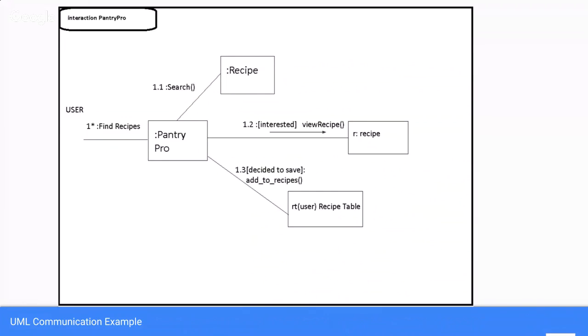1.1 goes to the search function. They're looking for a recipe, so it goes into the recipe database and looks through all the recipes, and they find the recipe, so they're interested in it. So 1.2, view the recipe function, which shows that recipe. Then we continue with our number flow. We go with 1.3. They view the recipe, they like the recipe, and they want to add the recipe to their database so they can use it at a later time. And then it goes into their recipe table. So this is our example of how to use a UML communication diagram.